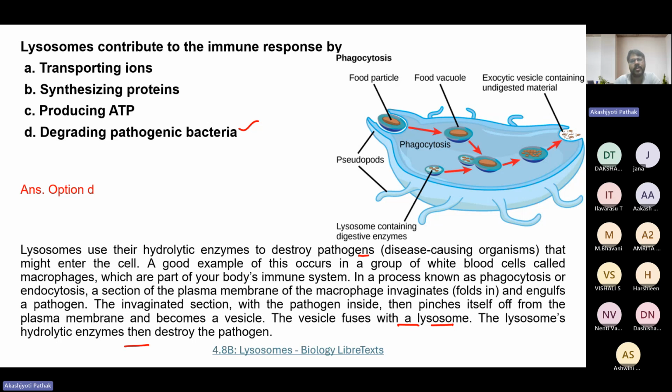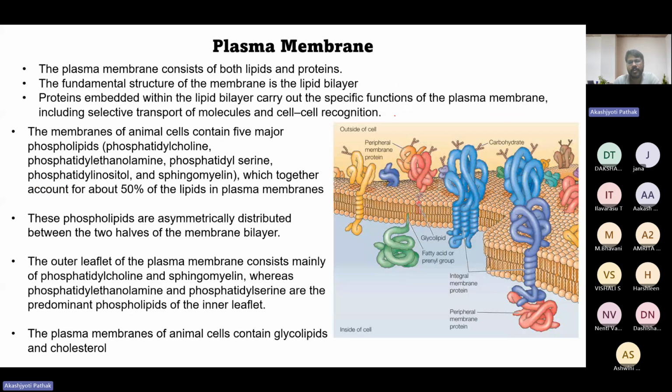Now coming to plasma membrane, you all know plasma membrane. It is a fluid-like structure, and it is composed of a lipid bilayer. So you can see in this figure that there are two layers of phospholipids. This is one layer, this is the second layer, and then this is the lipid bilayer. They are composed of phospholipids.